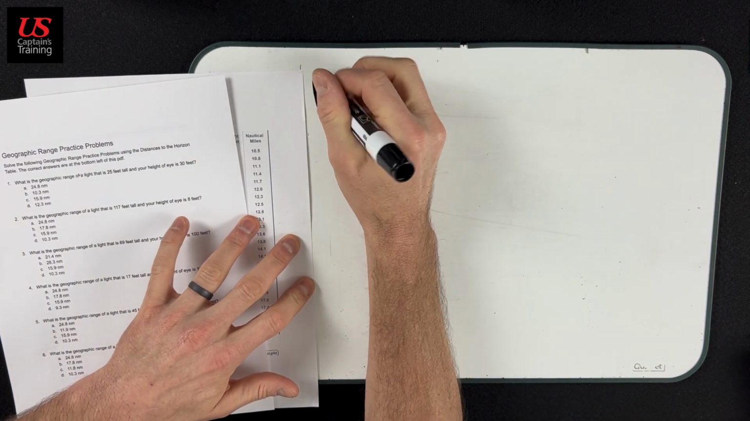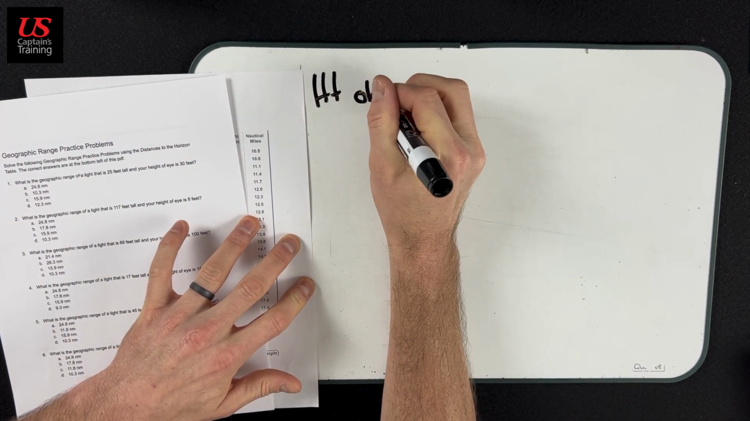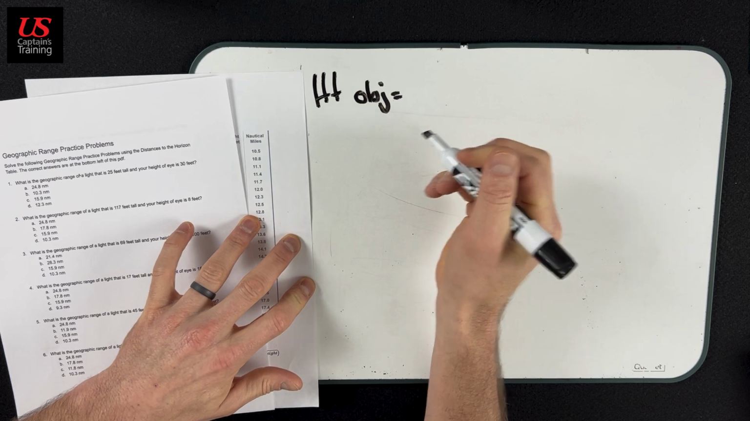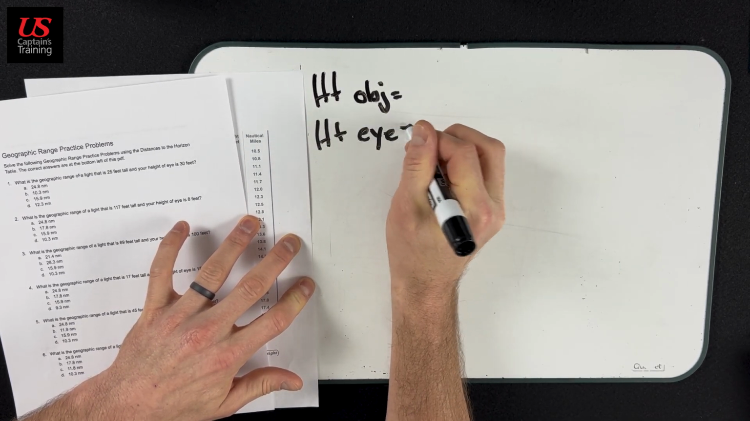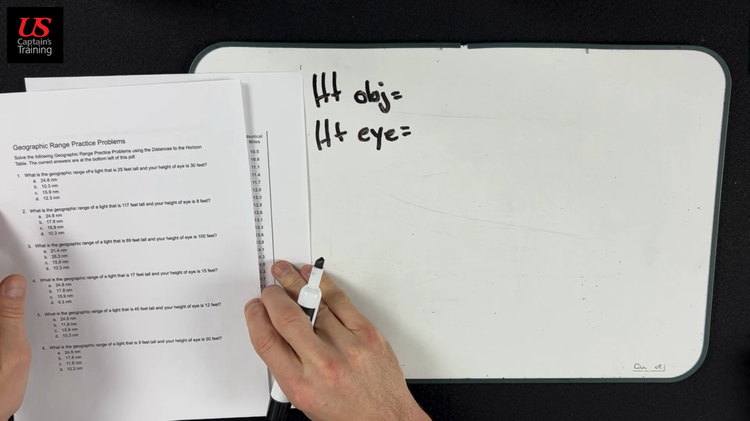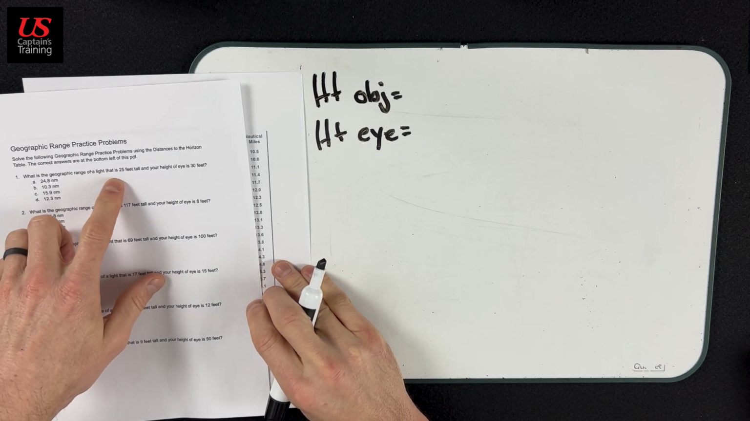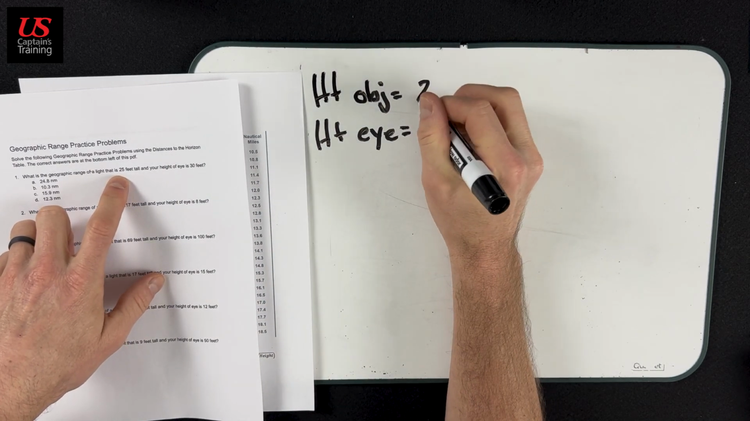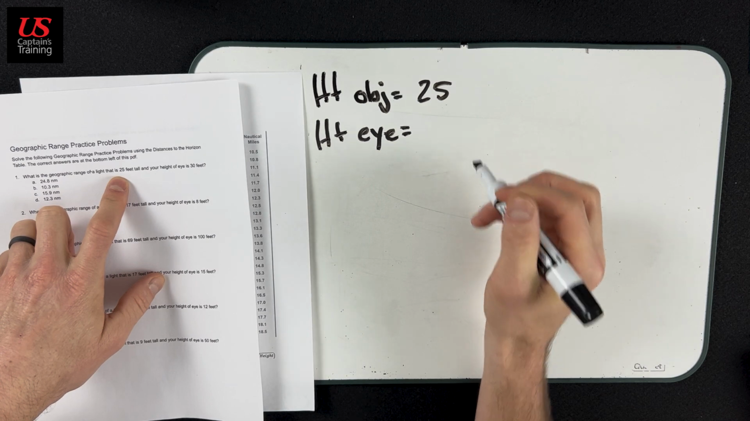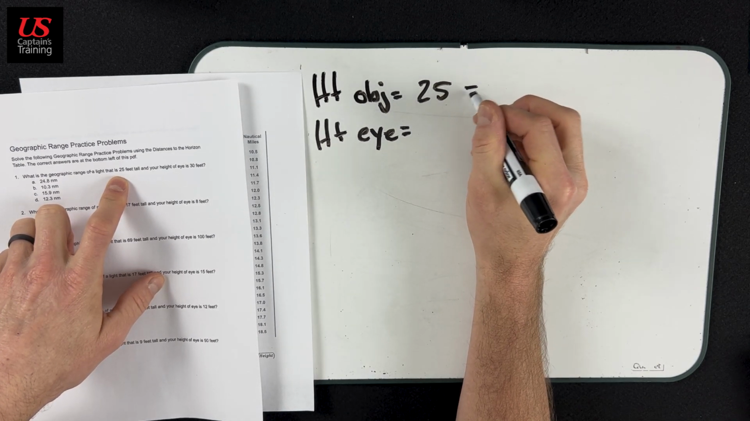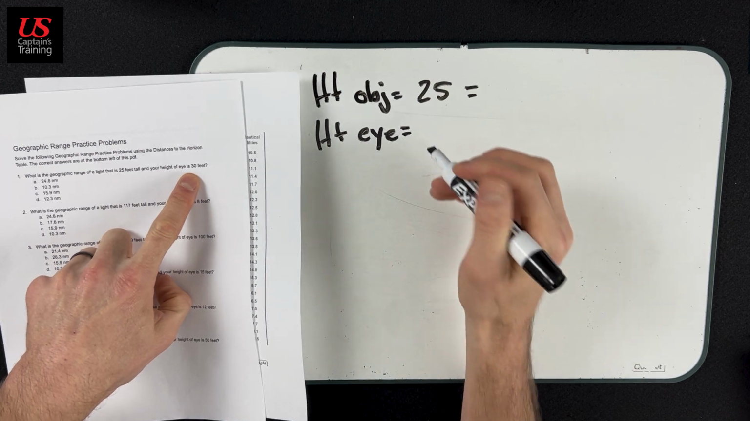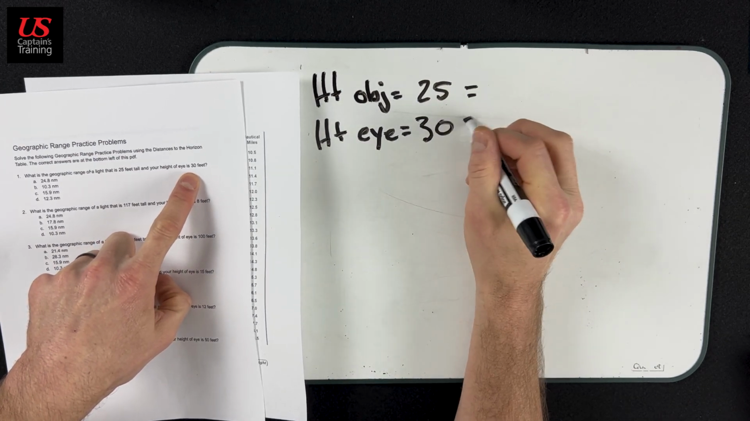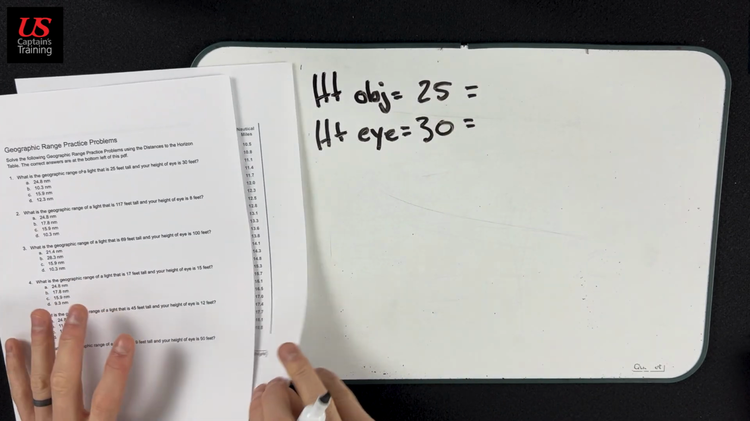We just say the height of the object, what does that equal? And the height of your eye, what does that equal? In practice problem 1, the height of the object is the light and it's 25 feet. So we ask, what's that going to translate to on the table? And then your height of eye is 30 feet. What's that going to translate to from the table?